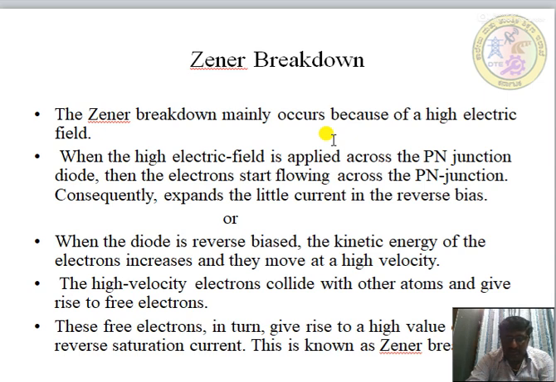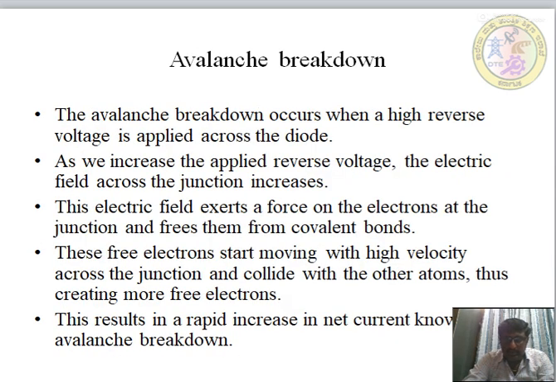Whenever we have a PN junction, as we studied in the first session, and a high electric field is applied through biasing, the depletion region is formed at that part. If you give a high current at that point, it expands, and this occurs in reverse bias. The high-energy electrons collide with other atoms and give rise to free electrons. These free electrons in turn give rise to a high value of reverse saturation current, and this is known as Zener breakdown. There is another breakdown, known as avalanche breakdown.